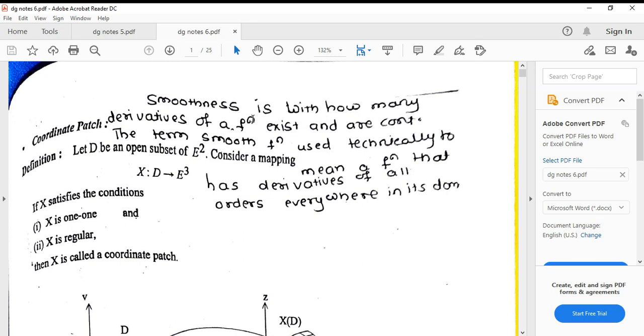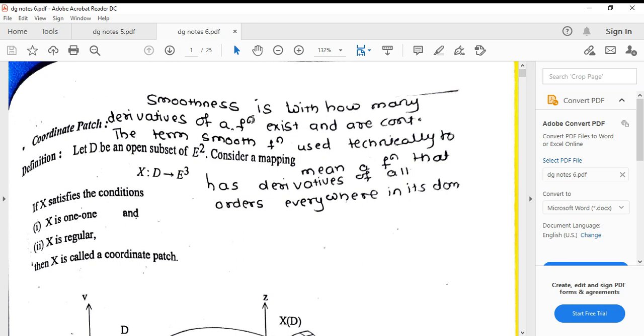What is a coordinate patch? Actually, coordinate patches and proper patches are needed to define a surface. Up to now in our mathematics, we haven't defined what a surface is; we just say any object in 3D space is a surface. But now in differential geometry, we are going to define what a surface is. So before going to the definition of a surface, we should know what a coordinate patch is. First, we will define the coordinate patch.